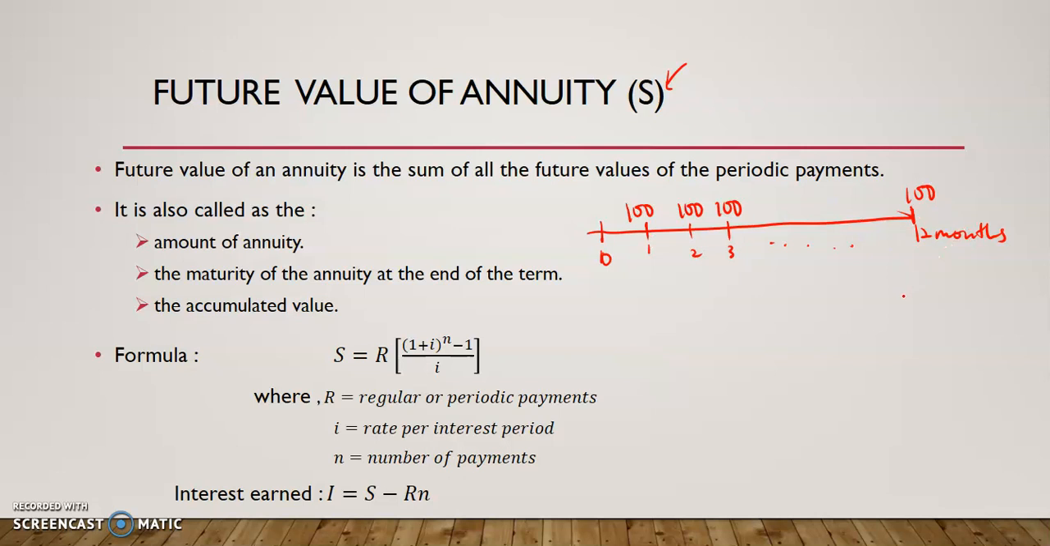So what is the future value of this annuity? Okay, now you have an investment at the end of the first month, and you have an investment at the end of the second month until the investment at the end of the 12 months. So altogether, you have 12 investments of RM100 for 1 year.